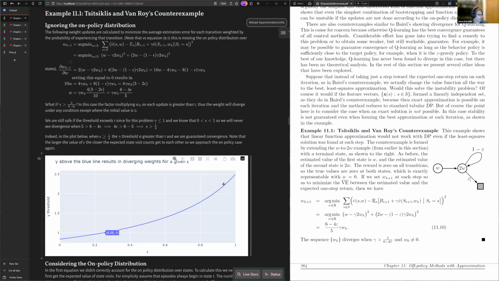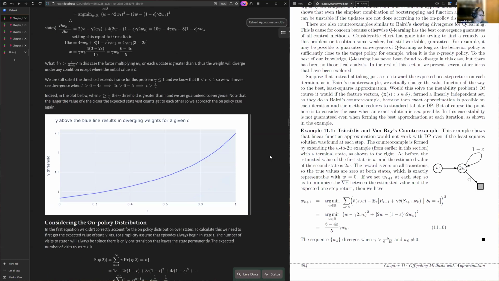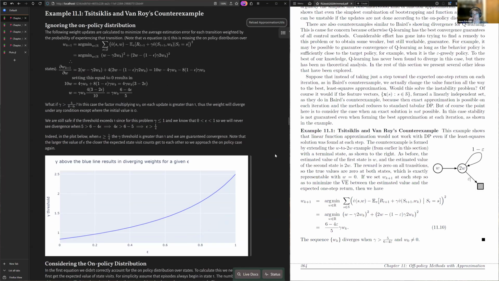But regardless of what gamma is, the values here should be 0. So the solution doesn't actually depend on gamma, but the stability of this does depend on gamma, which is something of a problem, because, well, we don't want divergent behavior to begin with.